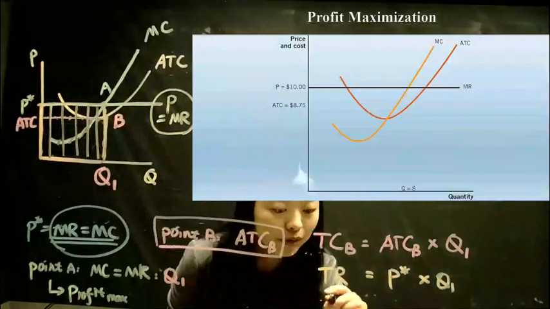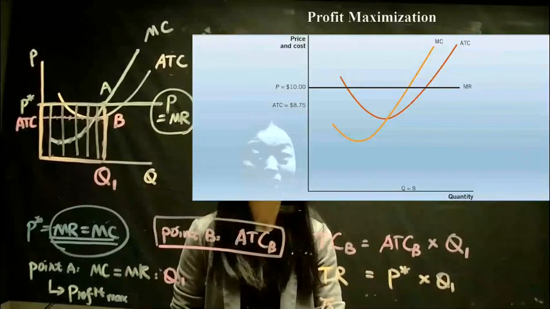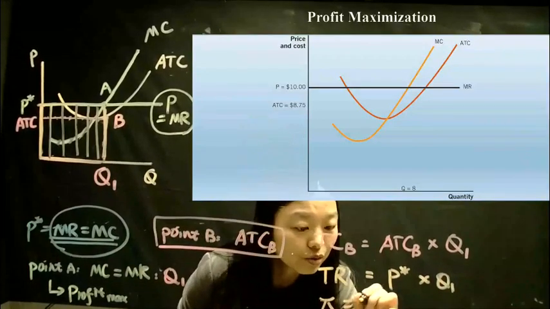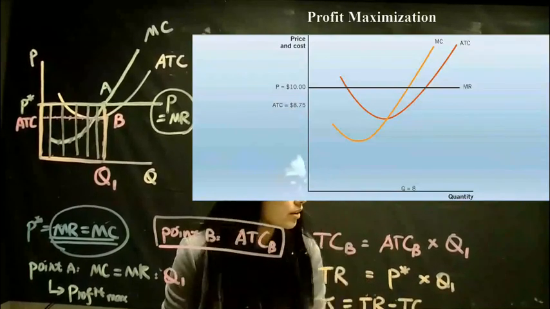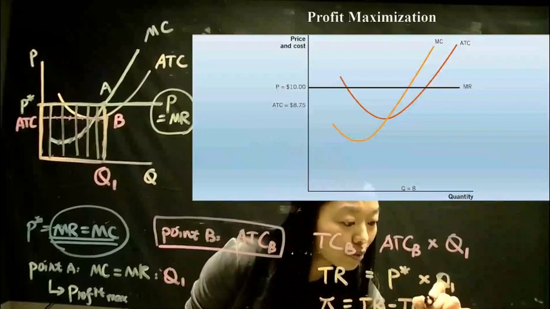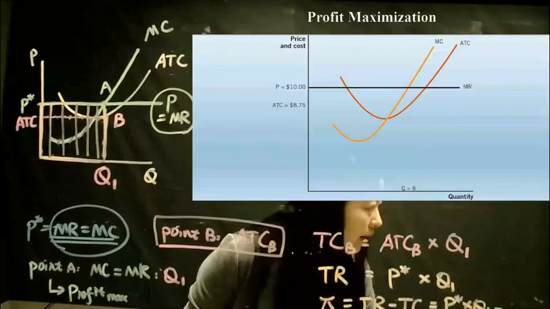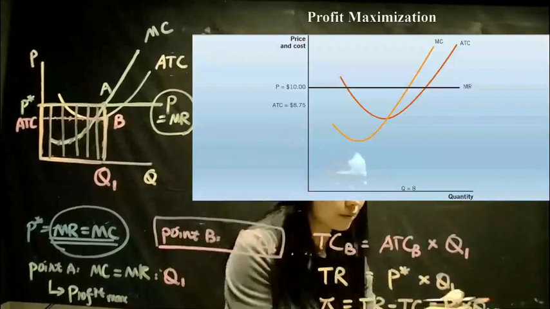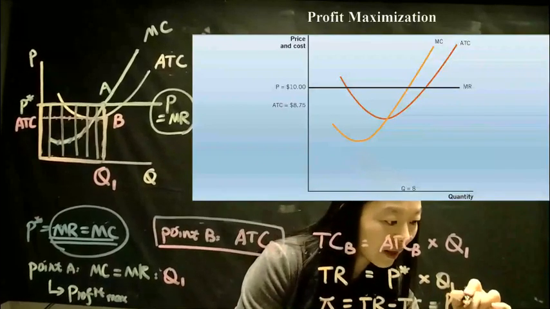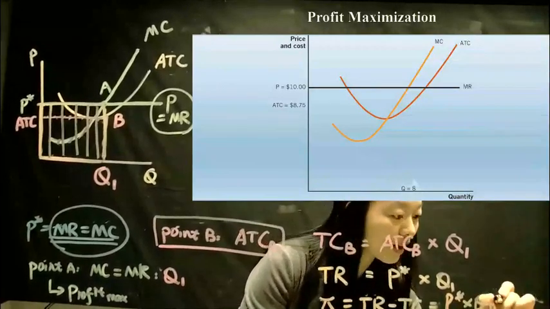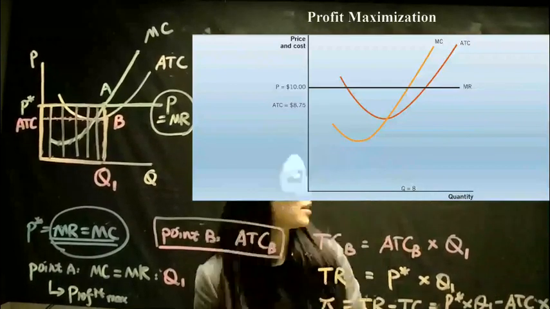And then can you compute the profit? Profit always uses pi to represent in economics, okay? So it will equal the total revenue subtract the total cost, right? Total revenue subtract total cost will equal price times Q1 subtract average total cost times Q1, right?